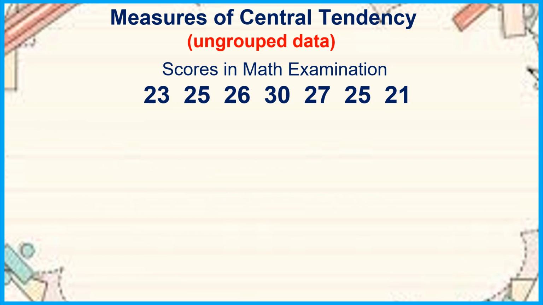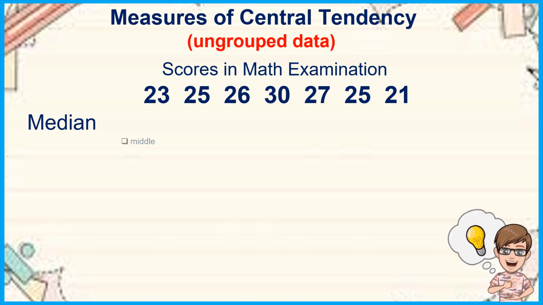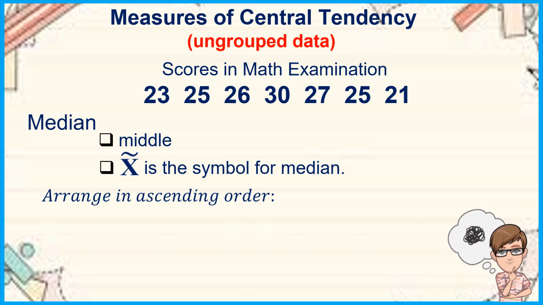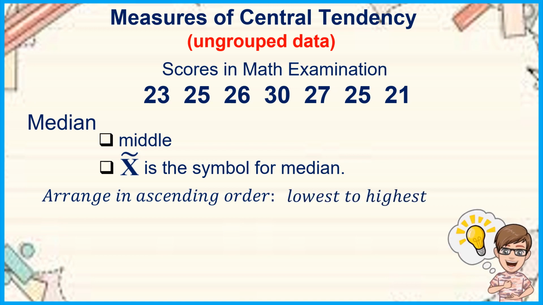Now let us have the median. And what is median? Median is the middle number. And the symbol for median is this. And how to get the median? The first step is to arrange the numbers in ascending order. And how do we arrange the numbers in ascending order? So we will be arranging it from the lowest to the highest.